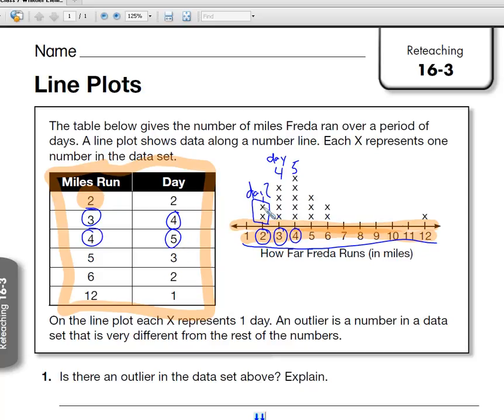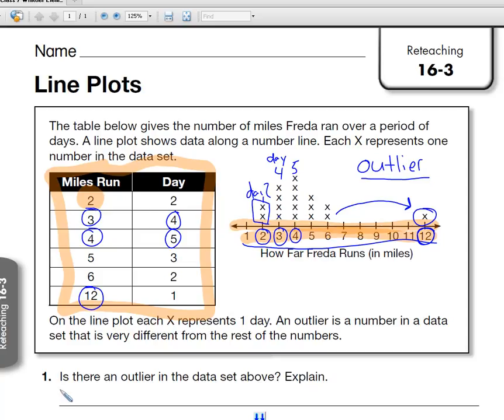Now, there's one number that we call an outlier. Again, it's called an outlier. And the outlier is the number that's way off from all the rest of the numbers. So day 12 miles, there's only one day that she ran 12 miles. Only one day. That's a long ways to run. But that number is so far off from all the rest of the numbers, we call that the outlier.